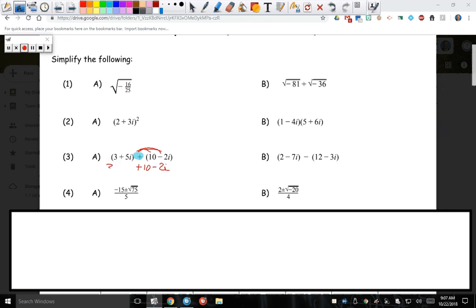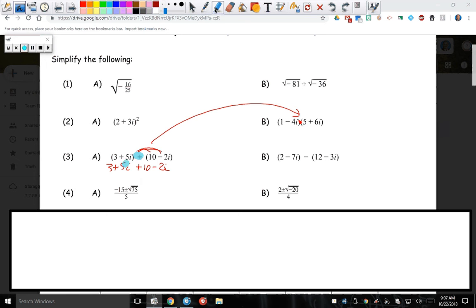Again, we did not distribute anything because it didn't have parenthesis multiplication like it did over here in the previous problem. And yes, if this had been a negative right here, then it would be minus 10, but plus 2i, because you distribute a negative times a negative. Okay? Just FYI.